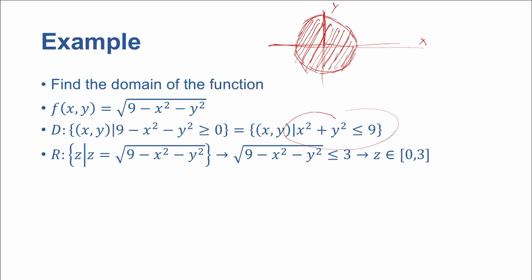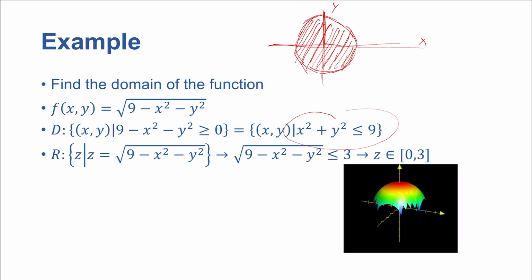And then what we want to do is find the range. So the range is going to be z, such that z is equal to the square root of 9 minus x squared minus y squared. Again, that needs to be greater than or equal to 0, and it's at most 3. So now we know that z is going to be between 0 and 3, so we can graph our function, and it's pretty much like a half sphere. It's a half sphere with a radius of 3. So that's really how you graph and think about these multivariable functions, and how you can find the domains and ranges of them.